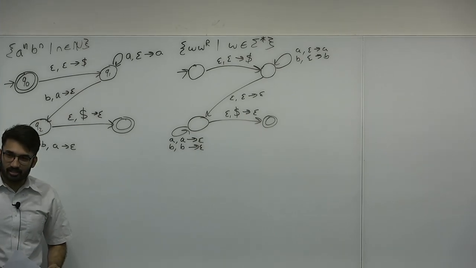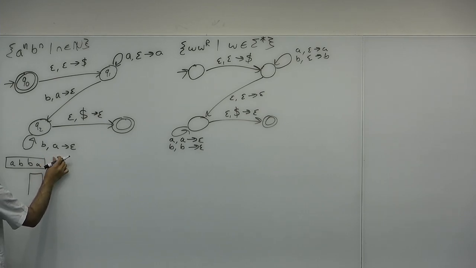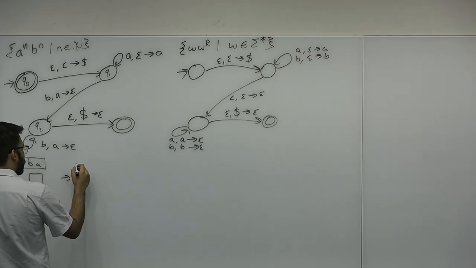Let's do a computation to demonstrate what I mean by the guessing. So suppose our input was something small, A, B, B, A, and our stack was like this. I'll draw it like this, I think. So suppose this is a snapshot of the computation at the beginning, right? I'm going to go through the steps to decide this string. The first thing we're going to do is push the canary.